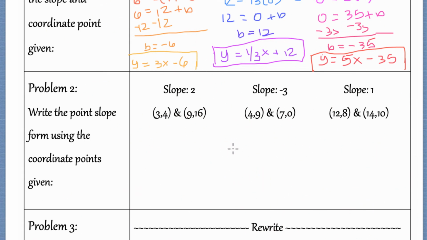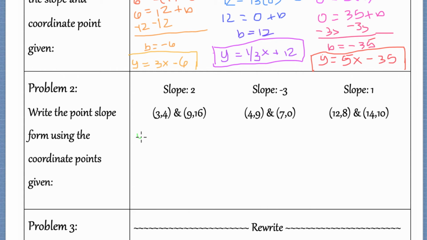So point-slope form is y minus y1 is equal to m times x minus x1. So we're just going to plug in everything that we know. The first thing we want to do though is decide which one we want to use. So for this one we can use the first one, which is 3, 4, and now we'll just plug in everything that we have.